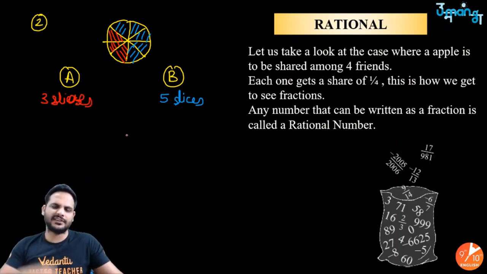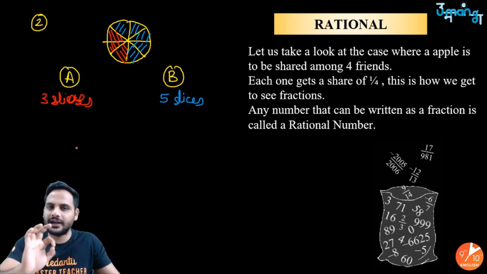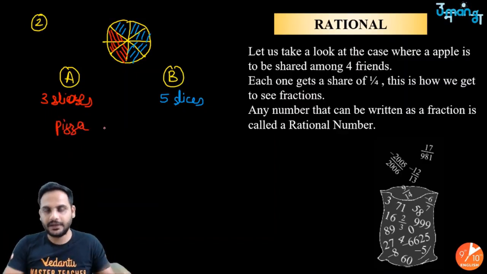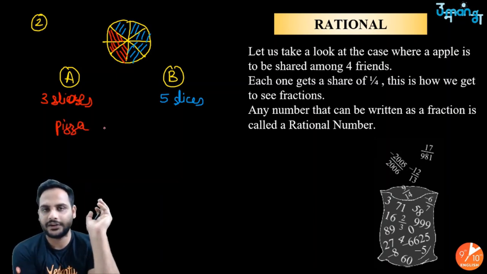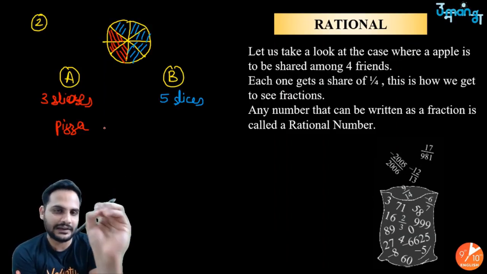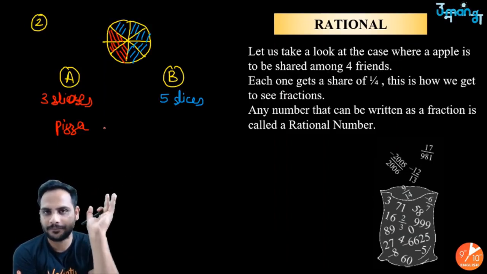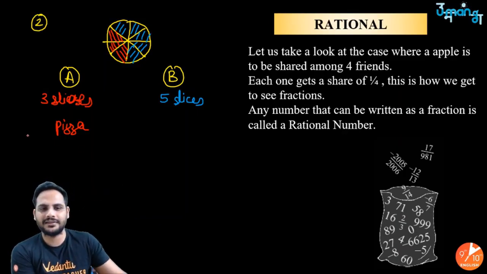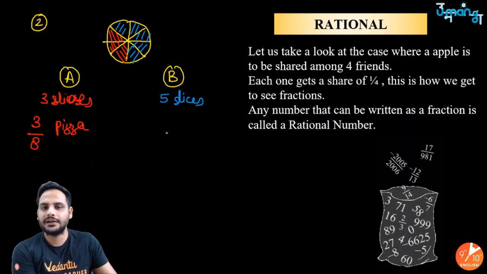But if I change my question and ask how much pizza does this person A eat? Now see, you cannot say 3 pizzas. He has eaten some part of the pizza. So I can say, sir, there were a total of 8 pieces and he only ate 3 pieces out of it. And B ate 5 pieces out of the 8. So I can say A ate 3 by 8 pizza, B ate 5 by 8 pizza.